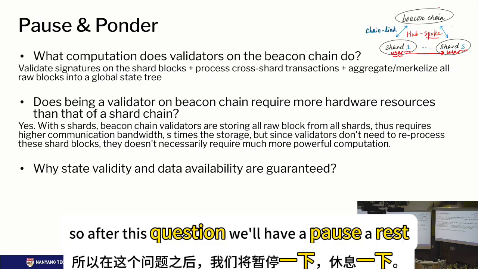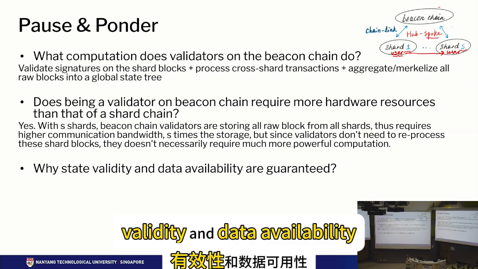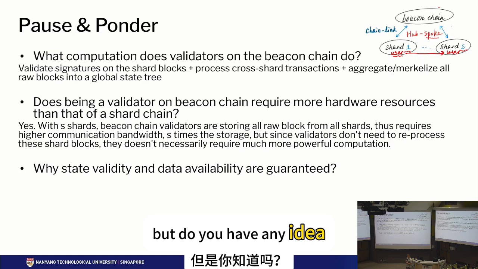After this question, we'll have a pause, a rest. So for state validity and data availability, how does Zilliqa guarantee those? We didn't talk about that, but do you have any idea?